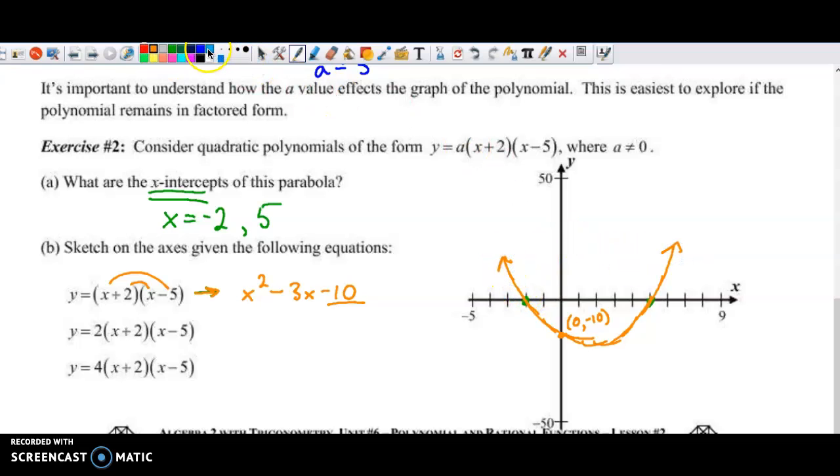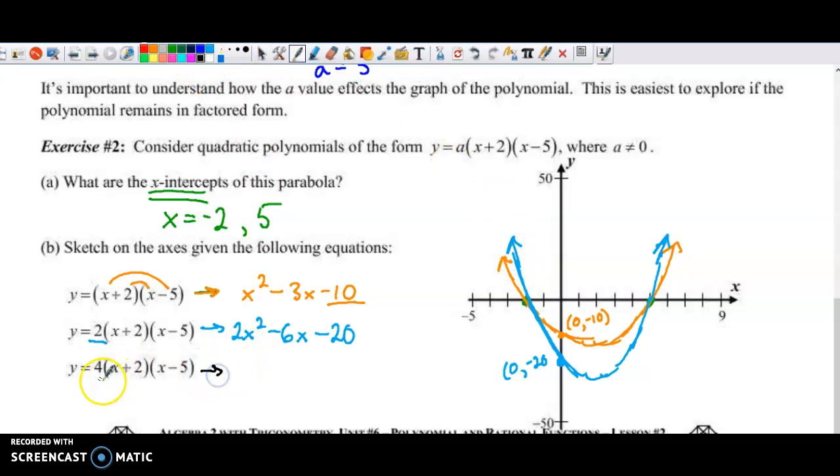So if I look at the next one, just to change colors, the only thing that's different is we double everything. So it's going to be 2x squared minus 6x minus 20. So the y-intercept is a little bit further down, 0, negative 20, but it has the same x-intercepts. And then just one more, I'll just use this one. It's 4 times the original, so it's really just double the blue one. But like it goes all the way down here at this ordered pair. But again, it's the same y-intercept.